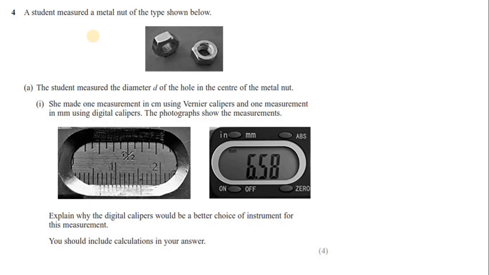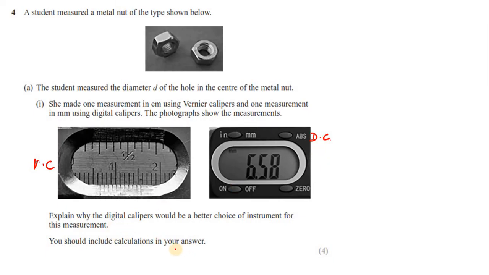Question number 4, a student measured a metal nut of the type shown below. The student measured the diameter D of the hole in the center of the metal nut. She made one measurement in centimeters using Vernier caliper and one measurement in millimeters using digital caliper. The photographs show the measurement. So this is a Vernier caliper and this is digital caliper. So explain why digital caliper would be better choice of instrument for this measurement. You should include calculation in your answer.